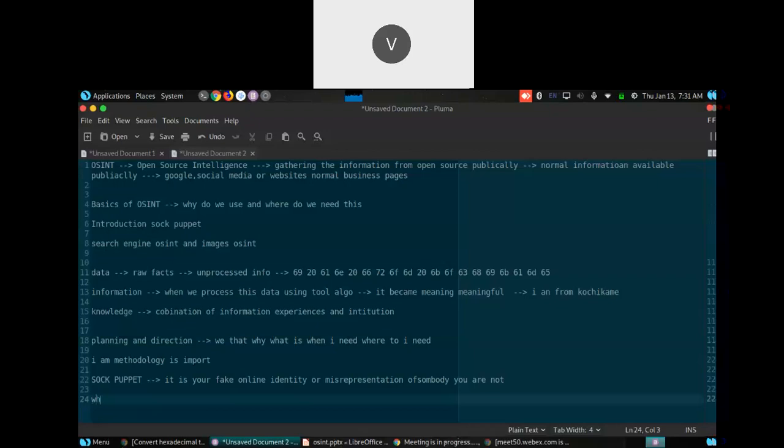Now, why do we use sock puppets? If you are good at making sock puppets, you can be a good investigator.